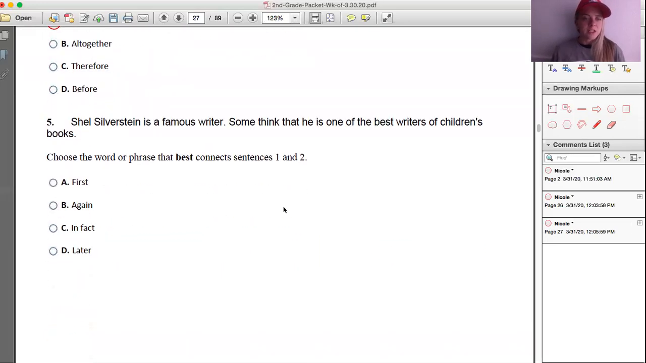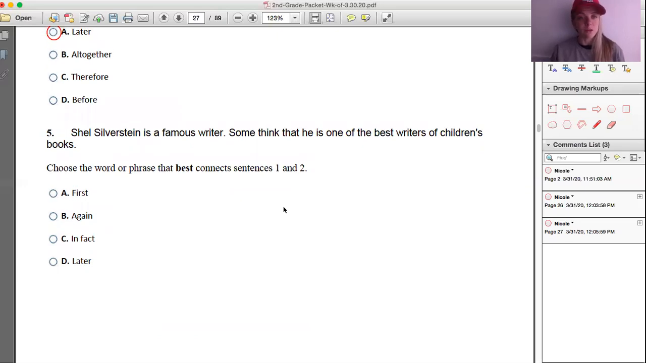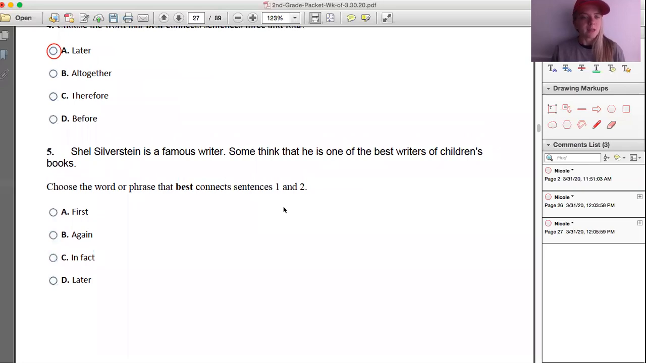Number 5, Shel Silverstein is a famous writer. Some think that he is one of the best writers in children's books. Choose the word or phrase that best connects sentences 1 and 2. Shel Silverstein is a famous writer first. Some think that he is one of the best writers. Shel Silverstein is a famous writer again. Some think that he's the best writer. Shel Silverstein is a famous writer. In fact, some think he is one of the best writers, or later some think he is one of the best writers. Your answer should be C, in fact.